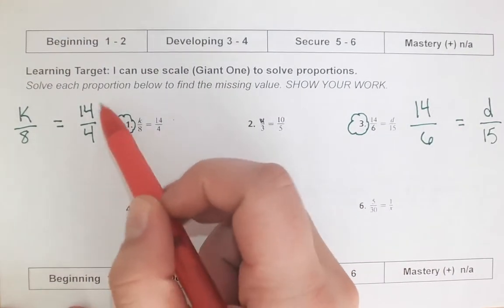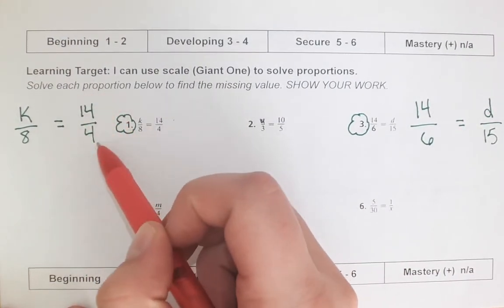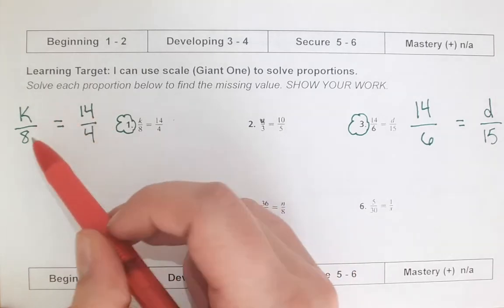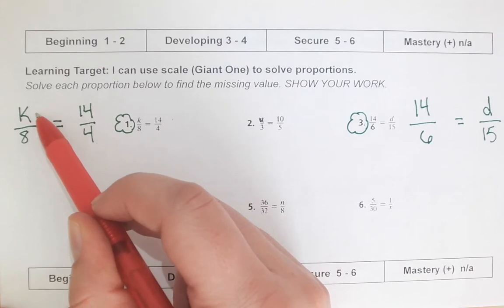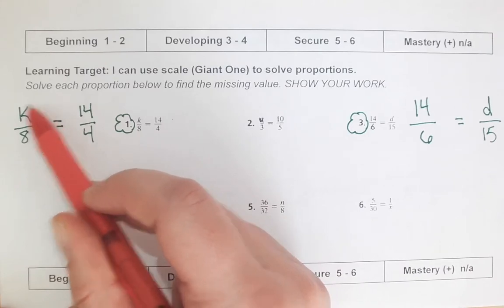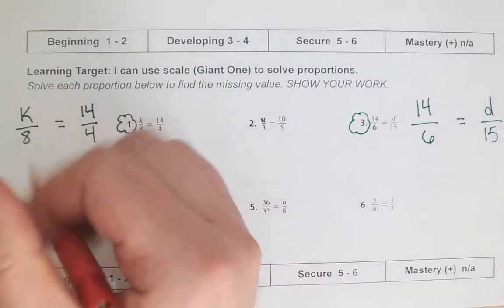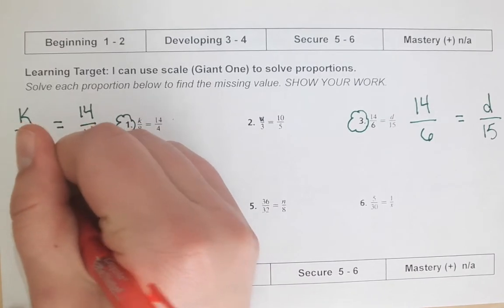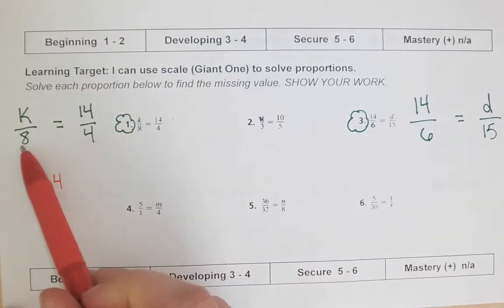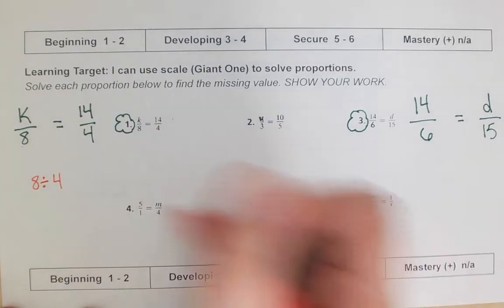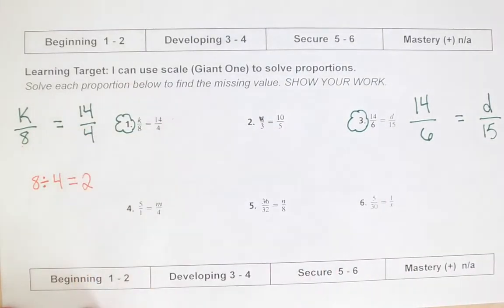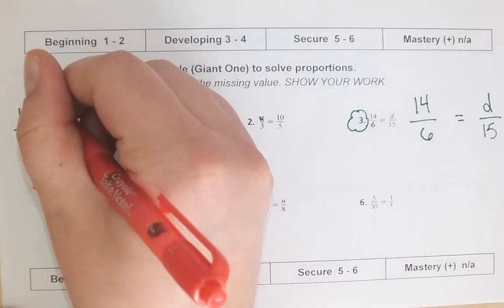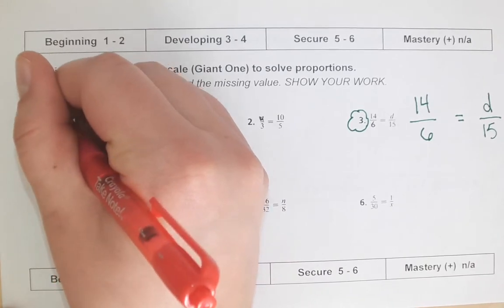I'm noticing that the ratio on the right, the denominator here is smaller, so that means that this numerator is also going to be smaller than the number above right here. So what I'm using is I first have to find my scale, and I'm going to do that by taking my two parts I know, the 8 and the 4, and I'm going to divide to figure out what my scale is. Well, 8 divided by 4 is equal to 2. I'm going to say that will be what I use for my giant 1.